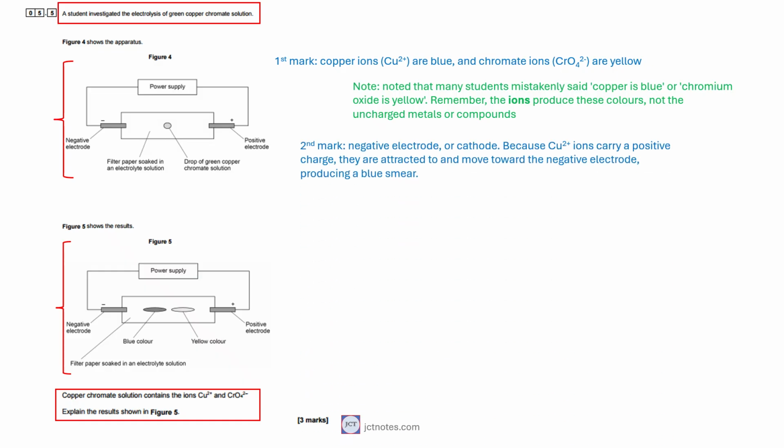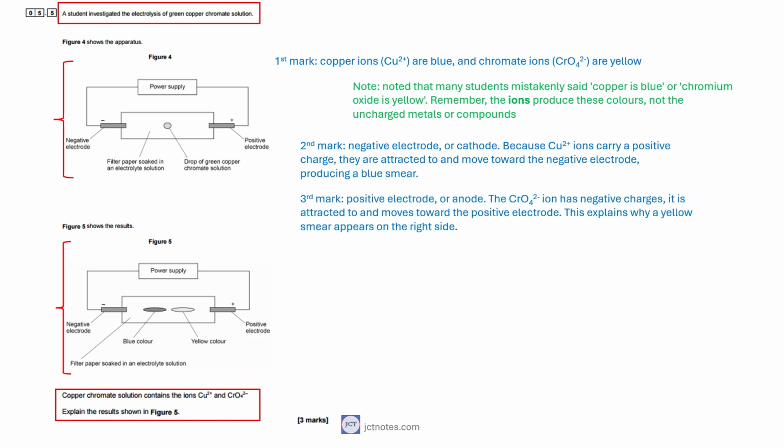For the second mark, look at the negative electrode, or the cathode. Opposite charges attract. Because copper 2+ ions carry a positive charge, they are attracted to and move toward the negative electrode. This is why a blue smear appears on the left side of the paper. For the third mark, look at the positive electrode, or the anode. The chromate ion has a 2- negative charge, meaning it is attracted to and moves toward the positive electrode. This explains why a yellow smear appears on the right side.